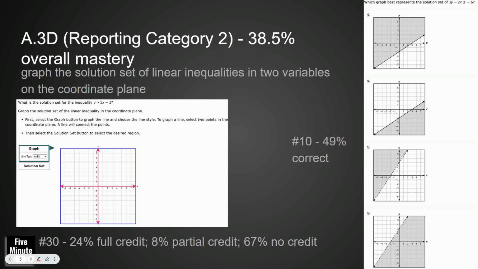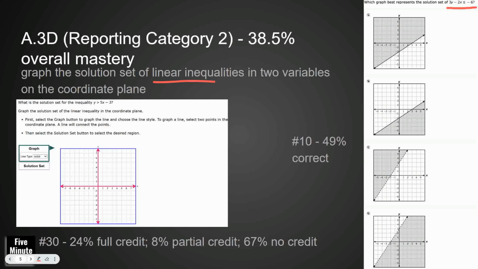Next, 8.3D, we are looking at graphing linear inequalities. Now, we always typically do a little bit better on problems like number 10 because we get to just choose from four answers. Whenever we get to graphing it ourselves on number 30, that increases the complexity. All right, so we've got a problem set right up there: 3y minus 2x is less than or equal to negative 6.